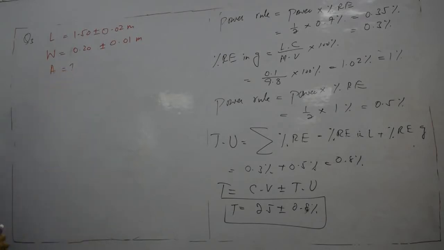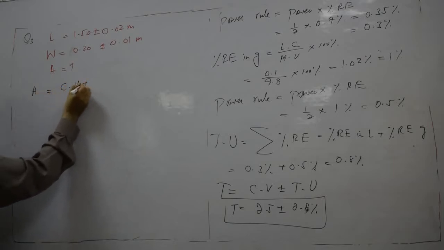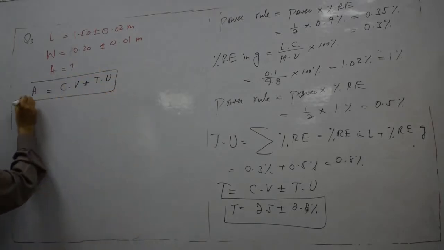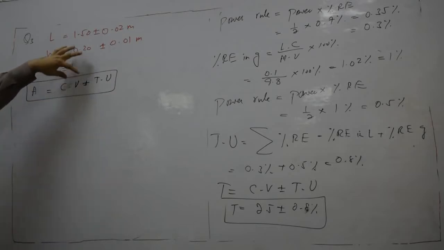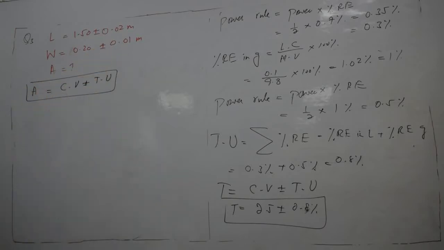Okay, so look at the general answer for the area. The general answer for the area is calculated value plus minus total uncertainty. This is the general answer for the area. Okay, so first we have to find the calculated value for the area, then we will find the total uncertainty, then we will put these values here. This will be the answer for area.